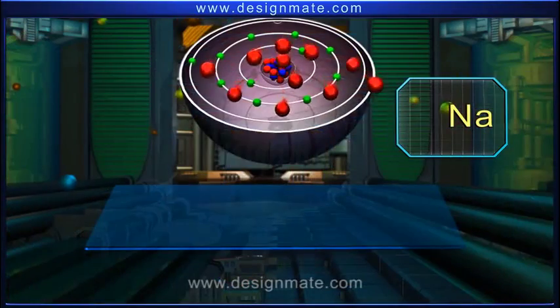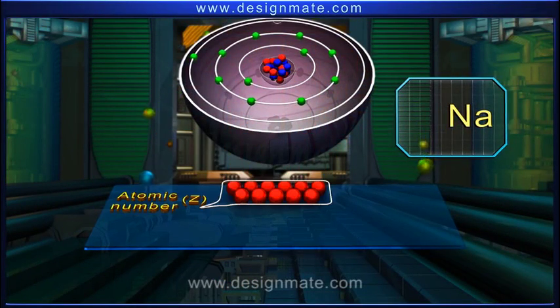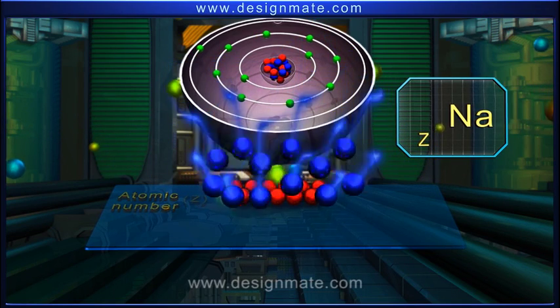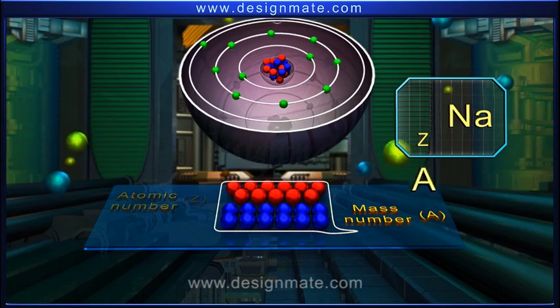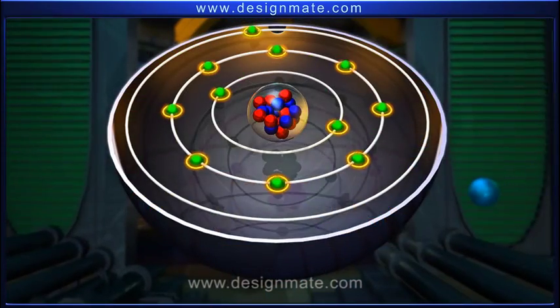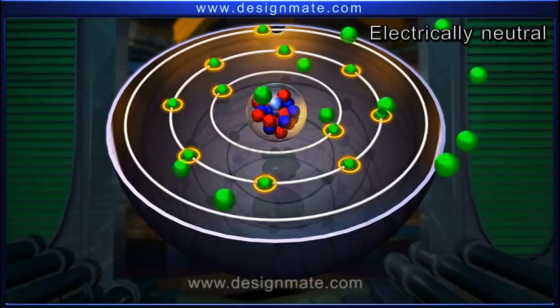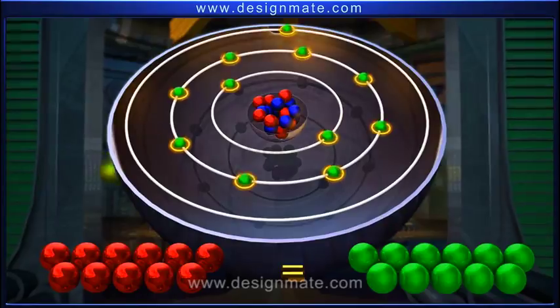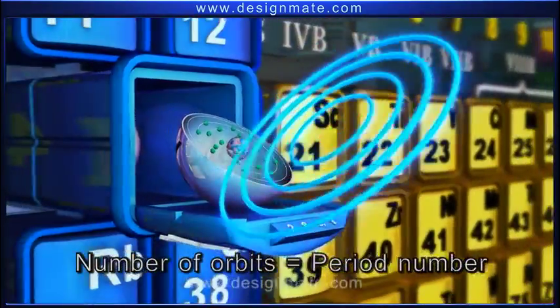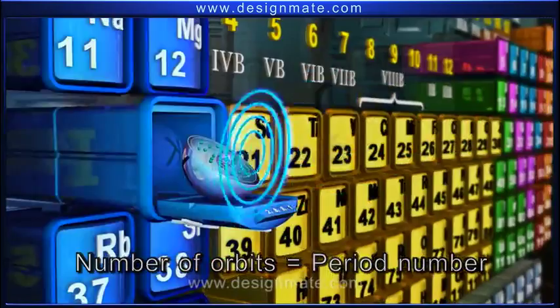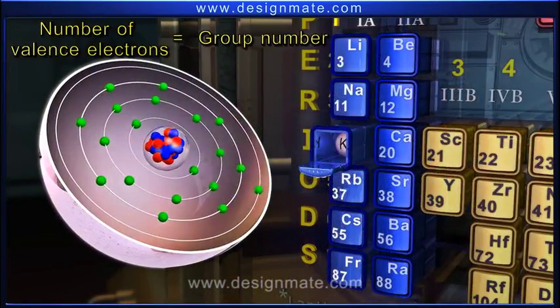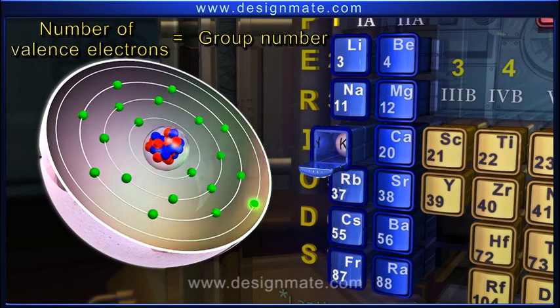Summary: We have seen that the number of protons present in the nucleus of an atom denotes its atomic number, while the sum of its protons and neutrons denotes its mass number. The atom is electrically neutral as it has the same number of electrons as protons. The number of orbits in an atom of an element tells us the period to which that element belongs, while the number of valence electrons decides the group number of that element in the modern periodic table.